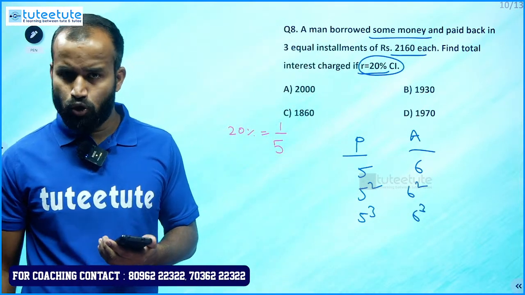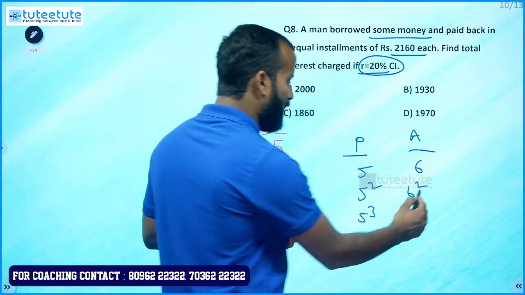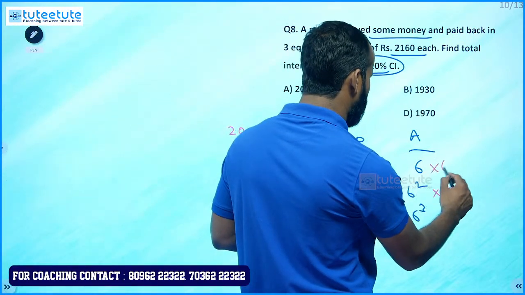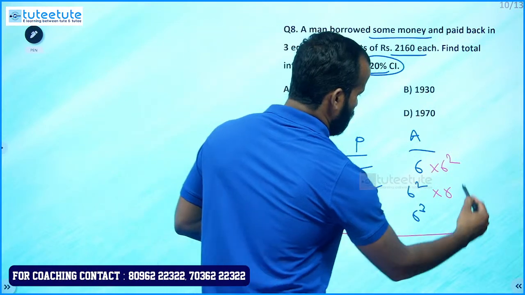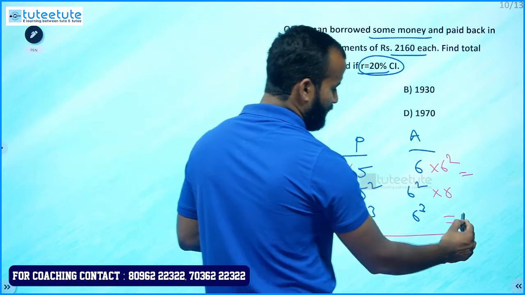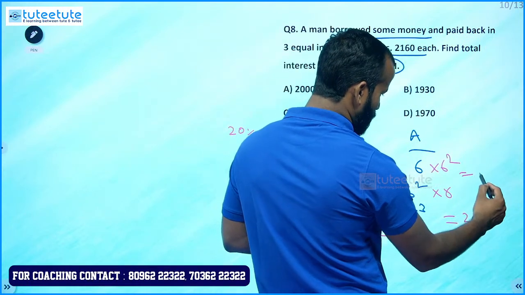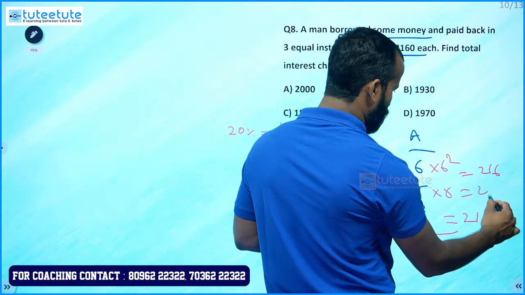So amounts should be equal. So you multiply here with 6, you multiply with 6 square. So here also you multiply with 6 square, you multiply with 6. So if you find the values, 6 cube means 216.